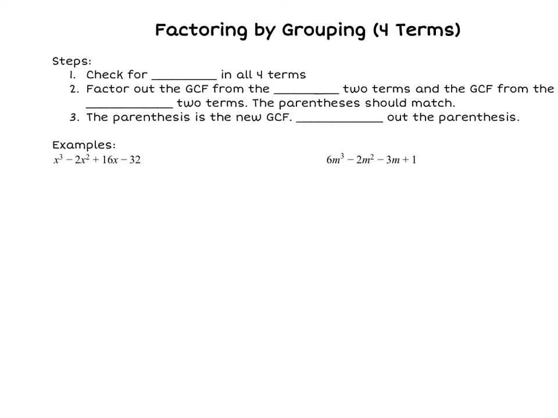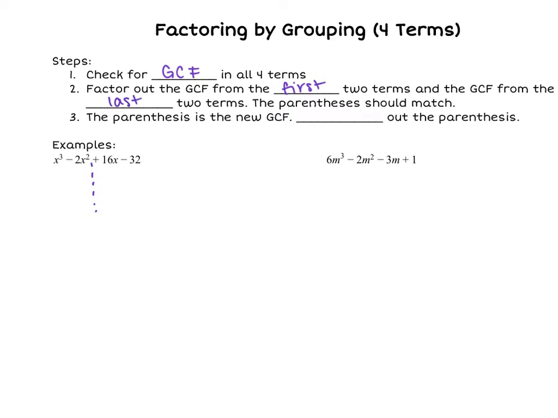When you are given an expression with 4 terms, the first thing you should check is if you can factor by grouping. The way we do this is by first remembering to check for the GCF in all 4 terms. If there's no greatest common factor, then you're basically going to divide the problem into 2 terms at a time. You're going to factor out the greatest common factor from the first 2 terms, and then factor out the greatest common factor from the last 2 terms.